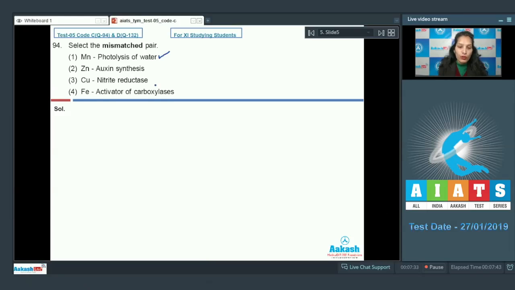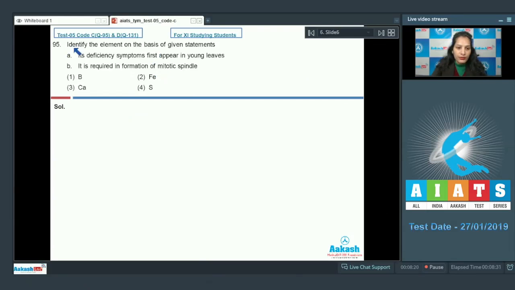Why? Because manganese helps in photolysis of water along with chlorine. Second, zinc, oxygen synthesis. It is also a correctly matched pair as zinc helps in oxygen synthesis. Third, copper, nitrite reductase. It is also correctly matched. Why? Because copper and iron both are the components of nitrite reductase. So this is correctly matched. Fourth is iron, activator of carboxylases. This is the mismatched pair. Why? Because the activator of carboxylases is zinc, not iron. So the correct option for the given question is option number 4. Let's move on to the next question.